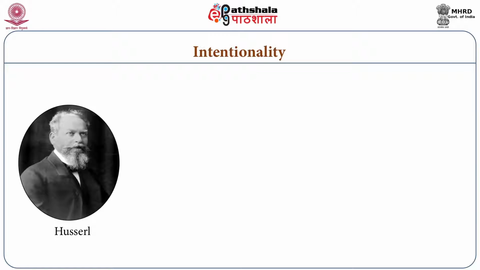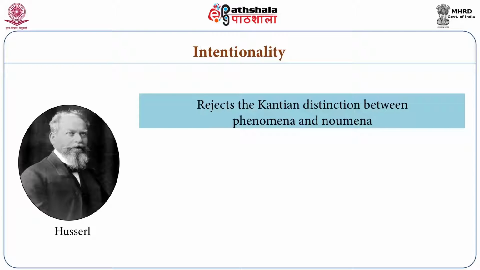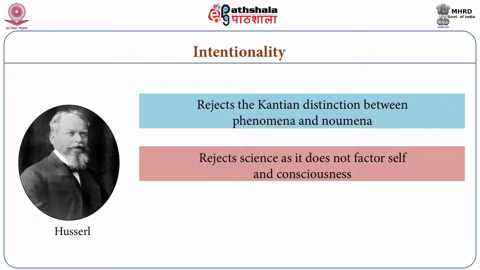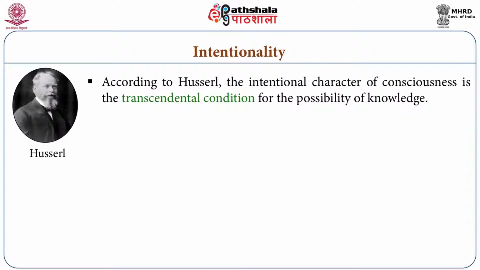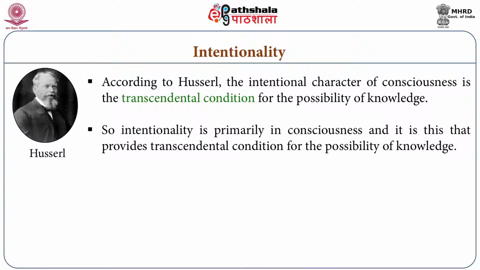To recollect this discussion so far, Husserl rejects the Kantian distinction between phenomenon and noumenon. He rejects science as it does not factor in self and consciousness. He rejects common sense for taking what is given in consciousness passively. So according to Husserl, the intentional character of consciousness is the transcendental condition for the possibility of knowledge. That is the crux of Husserl's phenomenology. To repeat again, the intentional character of consciousness is the transcendental condition for the possibility of knowledge. So intentionality is primarily in consciousness, and it is this that provides the transcendental condition for the possibility of knowledge.